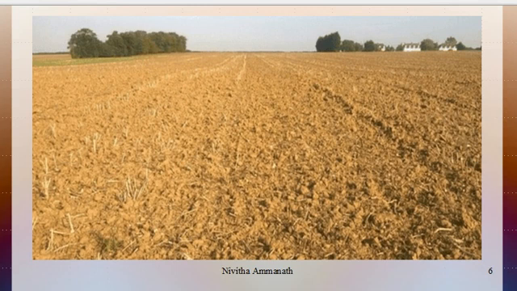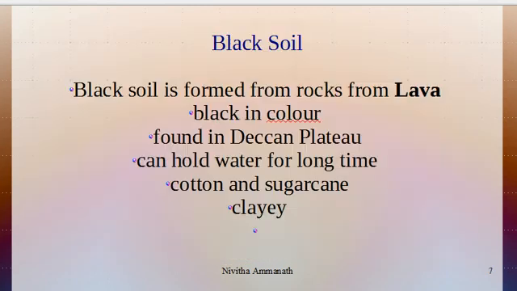So as we have seen, this is the alluvial soil. This is how it looks. Black soil. Black soil is formed from the rocks from the lava. It is black in color, found in Deccan Plateau, can hold water for a long time. Cotton and sugarcane grow well. The black soil is clayey.